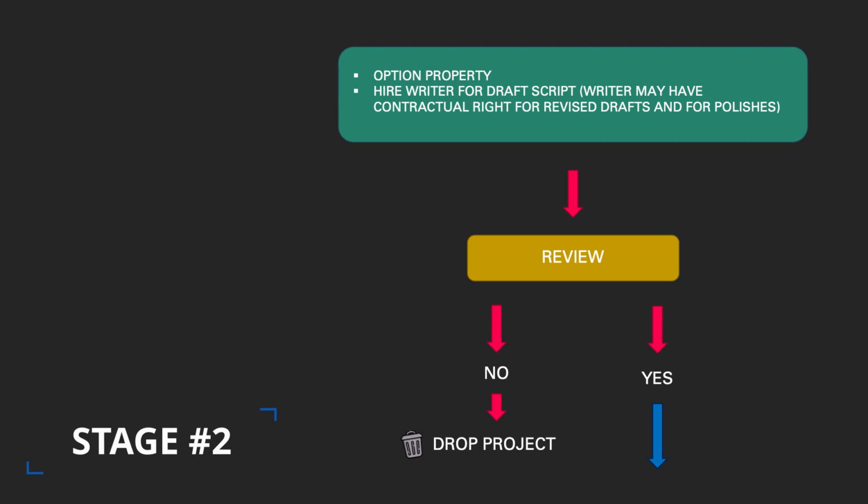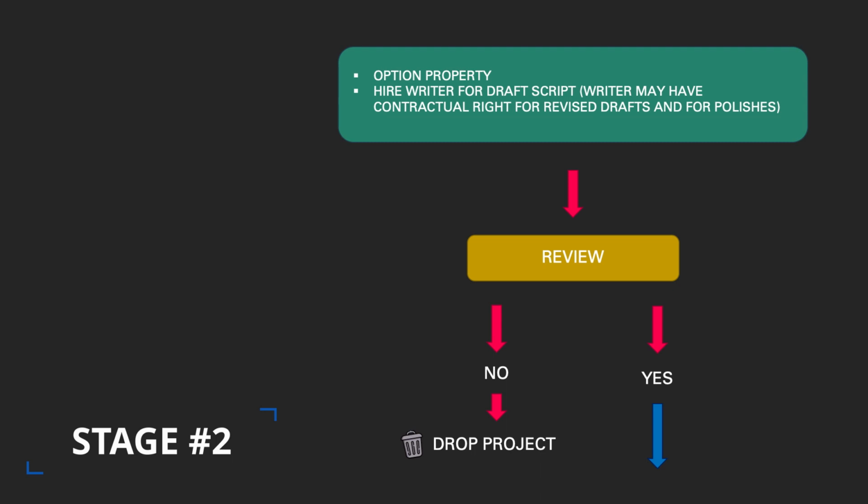A device that is commonly used to secure rights to an underlying property, such as a book or a play, is called an option. This is a legal agreement where a producer pays a certain amount to secure the rights for a fixed period, usually 12 or 18 months, with the right to renew. The producer also has the right to buy the underlying property rights completely for a predetermined price, usually a percentage of the film's production budget.